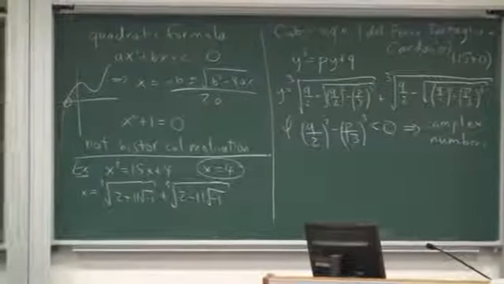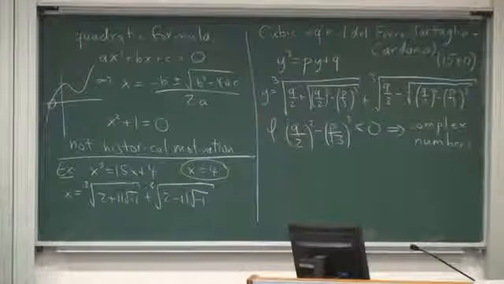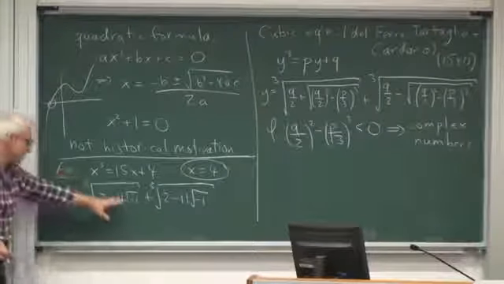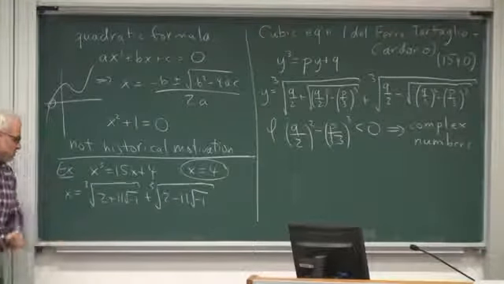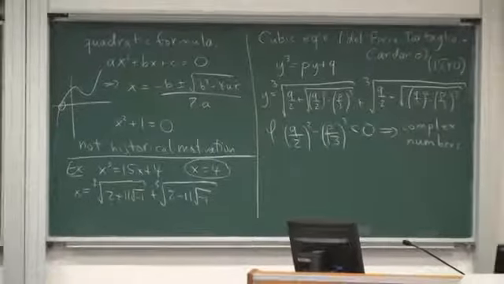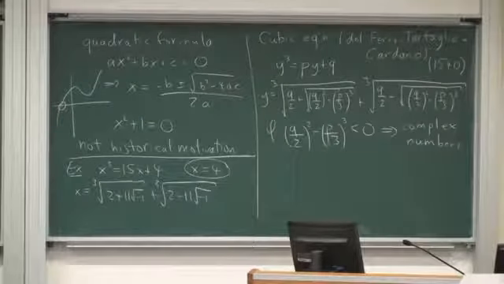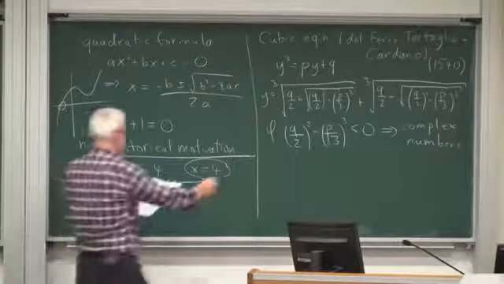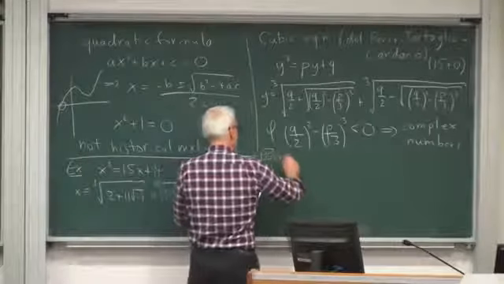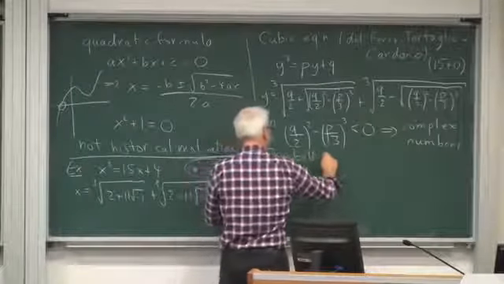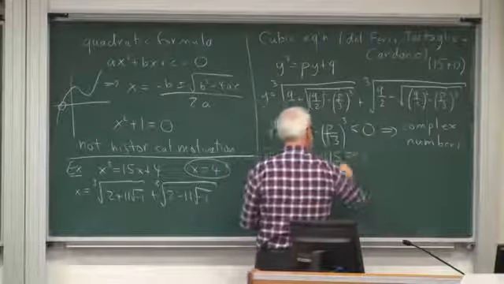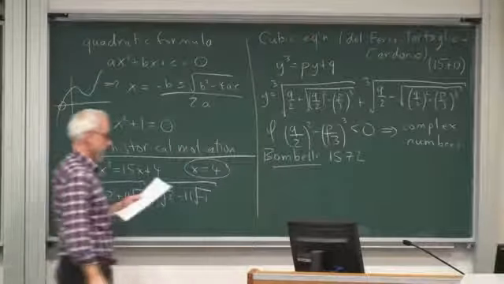But in this case, this formula, instead of giving us x equals 4, is giving us these cube roots of these complex numbers involving these mysterious square root of minus 1s. And it was a mystery how to interpret this. But then a fellow called Bombelli came along, and in 1572 gave the following analysis.